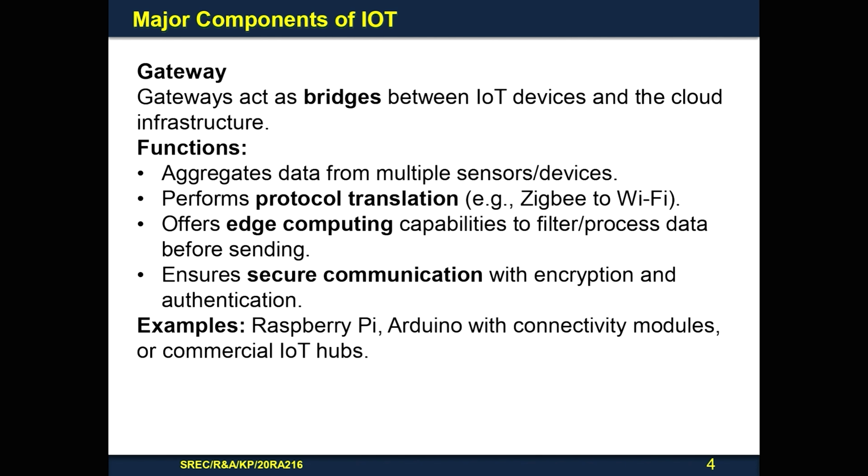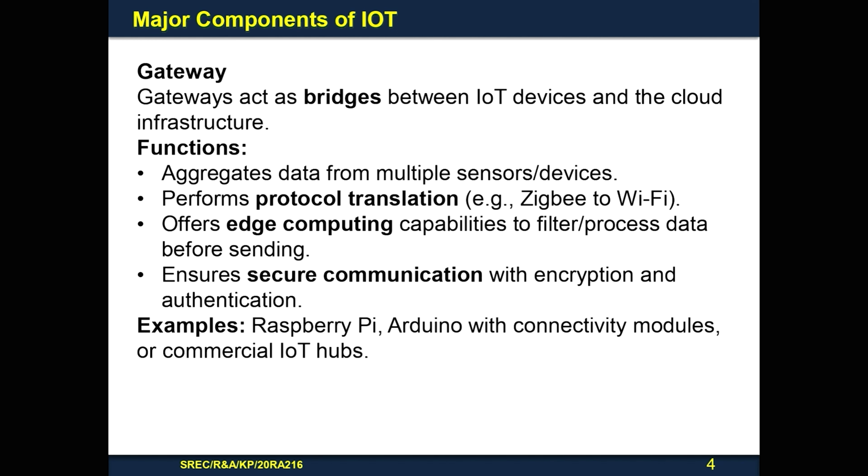So next is gateway. It acts as a bridge between the IoT device and the cloud infrastructure. So it is actually a bridge that connects the IoT device and the cloud infrastructure. Its functions are, it aggregates data from multiple sensors and devices. It consolidates data because an IoT device does not consist of only a single sensor, it can have multiple sensors. So multi sensor fusion will be done in this gateway and it will have certain protocols to do desired translations.